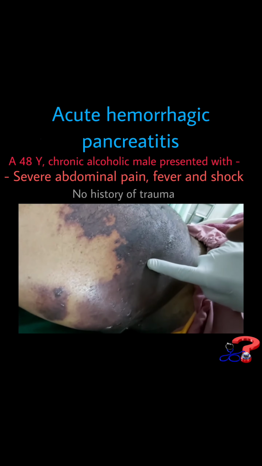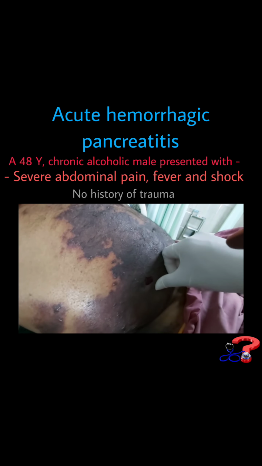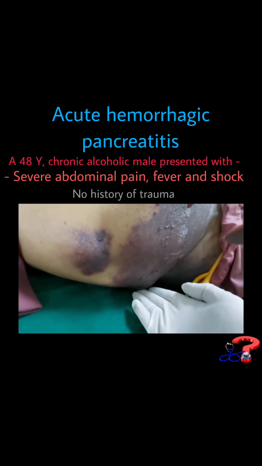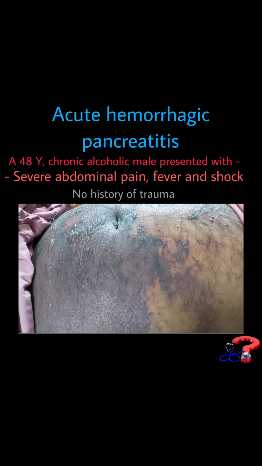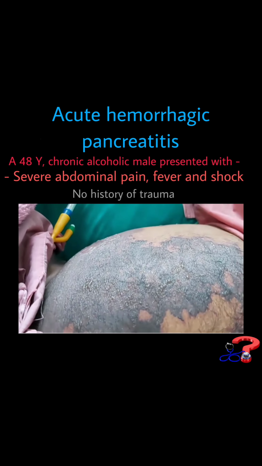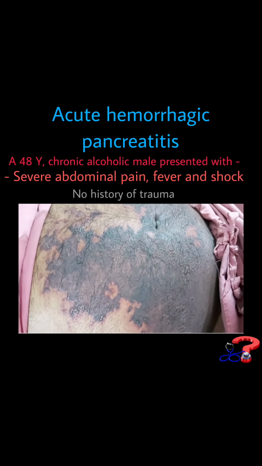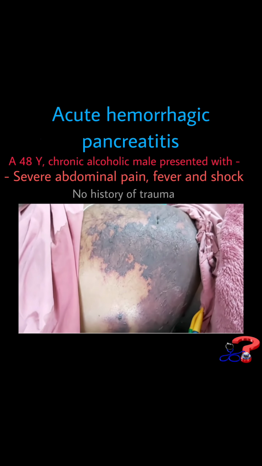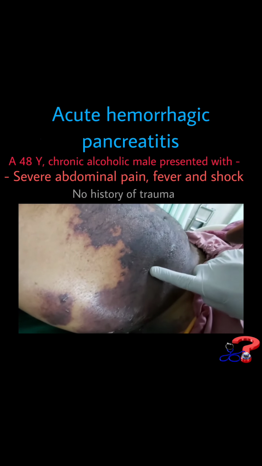And with this specific presentation, that the patient is a chronic alcoholic male who presented with severe abdominal pain along with fever and features of shock and hemodynamic instability, then it is a case of acute hemorrhagic pancreatitis. And the specific characteristic clinical signs you can see here: there is this blackish discoloration around the umbilicus, and there is discoloration around the flanks. These are called Cullen sign when it is around the umbilicus, and at the flanks it is called Gray Turner sign. Now let's discuss a bit about pancreatitis.